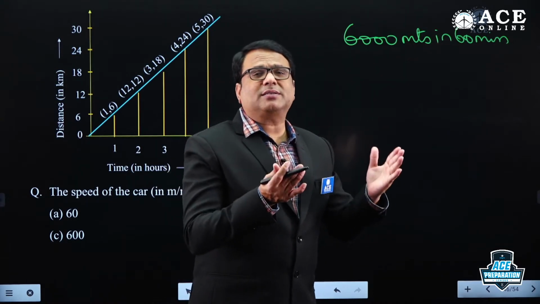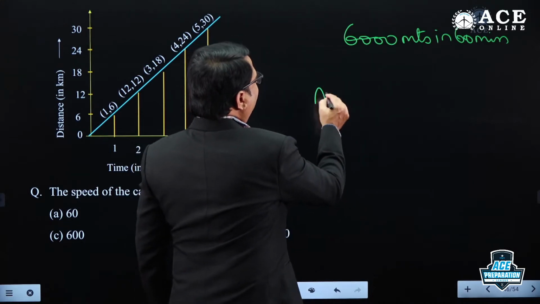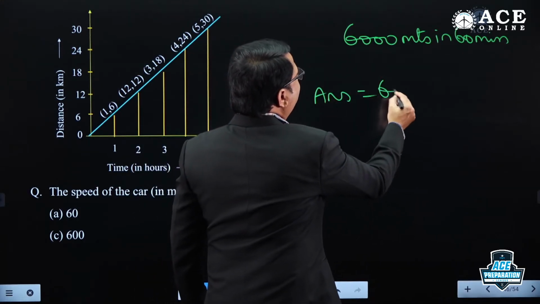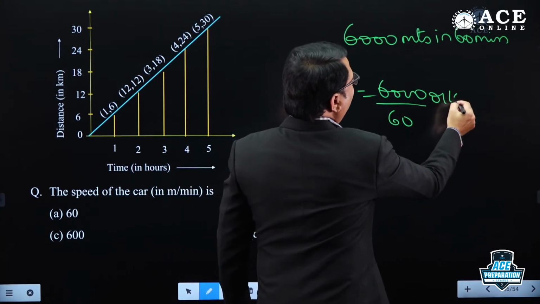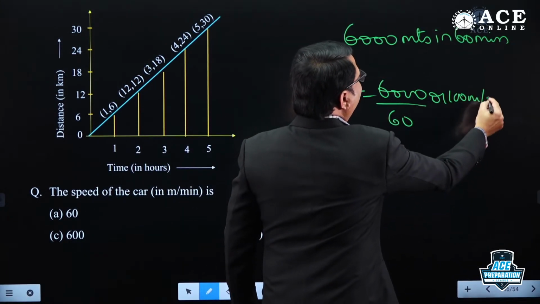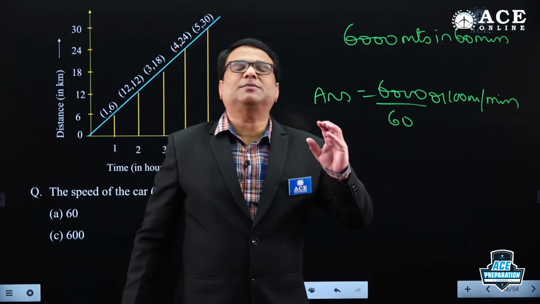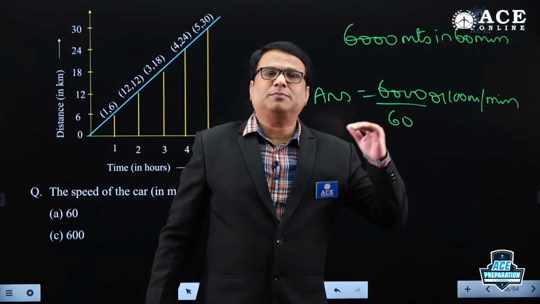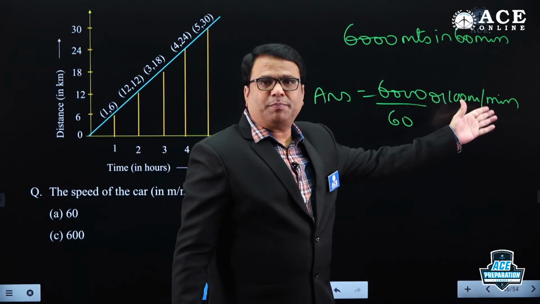So how many meters are covered in 1 minute? That is the question. So the answer is 6,000 divided by 60, that is 100 meters per minute. So if you want speed in meters per minute, then it is 100 meters per minute.